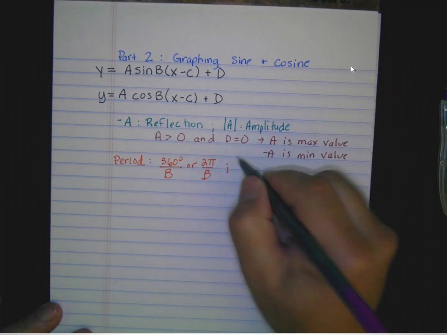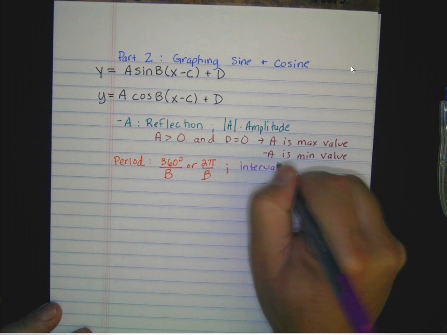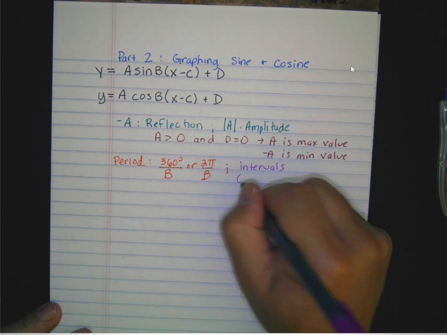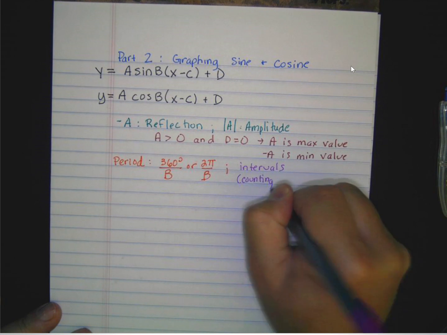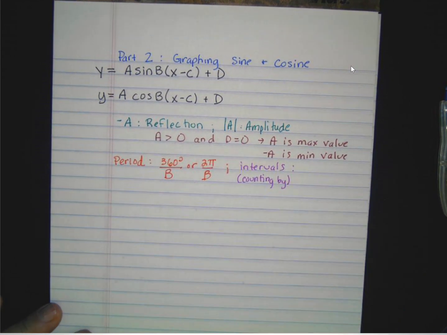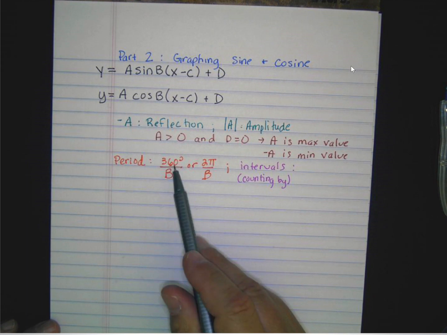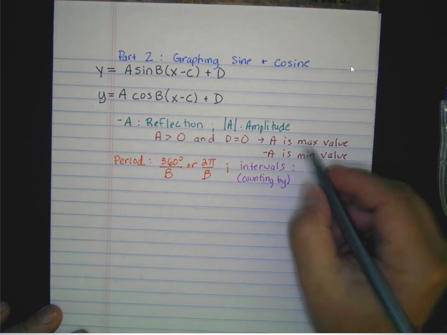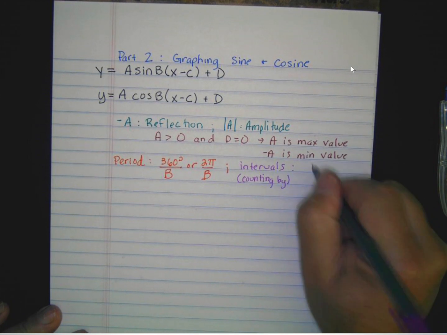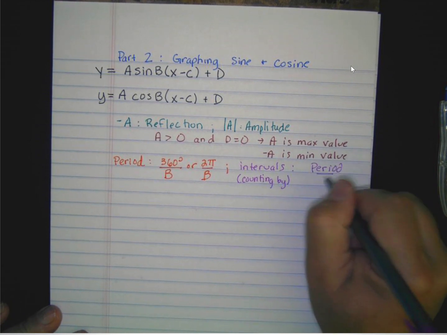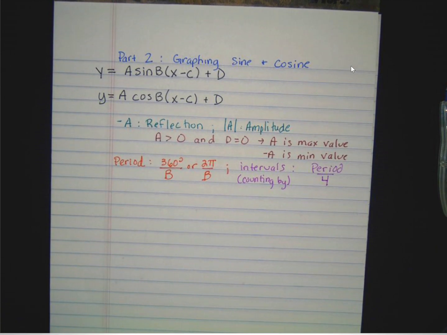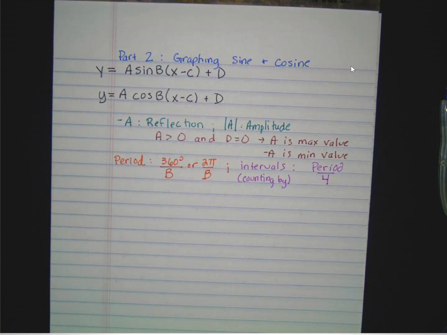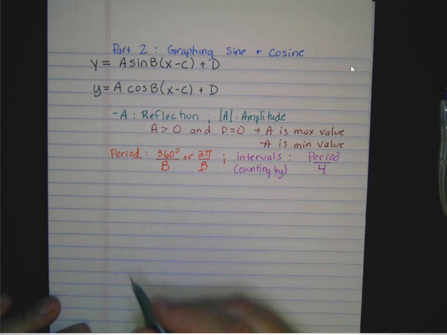So our intervals, think of this as what I'm counting by as I go around the circle. Normally we count by 90 because the period is 360 or 2 pi. So we've got to get those 4 different steps. We're going to take whatever our period is after we figure it out, and divide it by 4. So that's what B's used for. And then C, it's connected to X. You should remember what that is. That is going to be your horizontal shift.